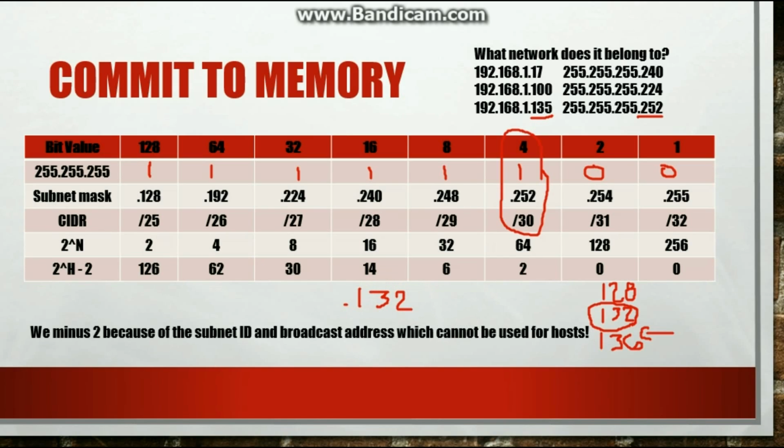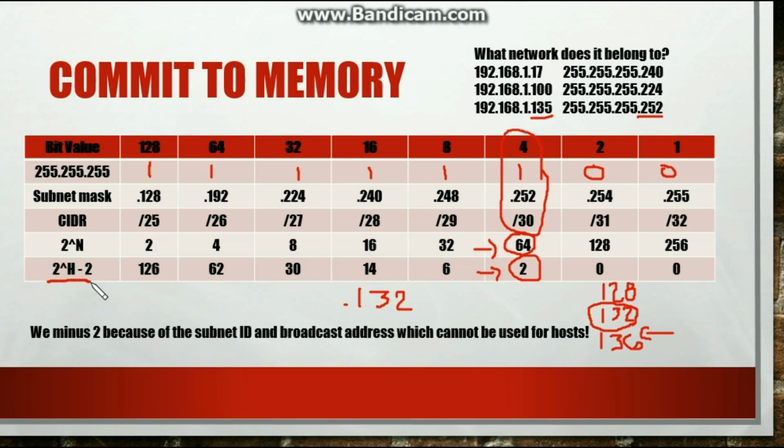Now, based on all of that, you could also get a little bit more information. Where the last bit is that is turned on, where the last 1 is, this will tell you how many networks you can get out of it. This will give you how many valid hosts you can get out of it. So if you say, all right, I have a /30, how many networks can I have? I could have 64 of them. How many hosts can I have? I could have 2 hosts.